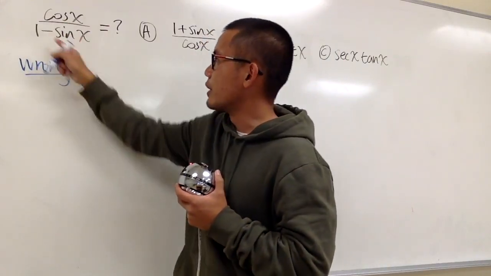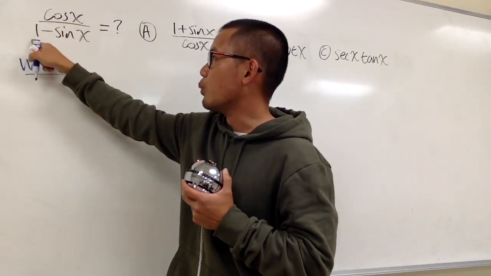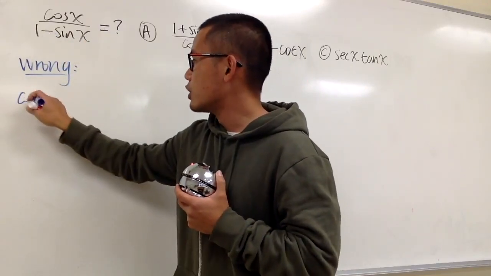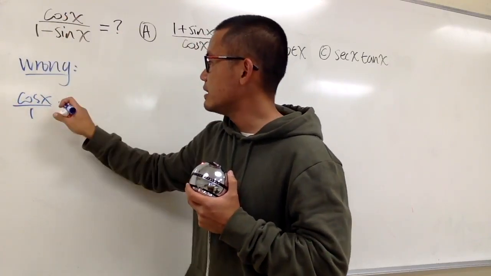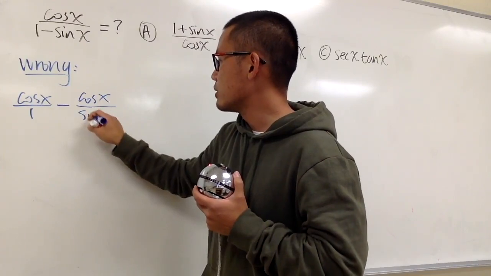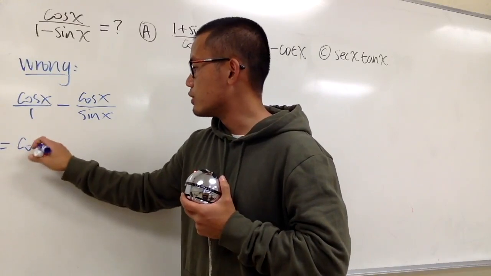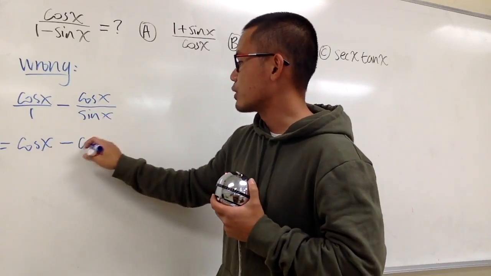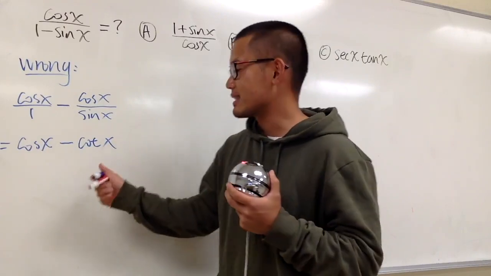If you look at this, yes, we do have a cosine x on the top. And we have two things on the bottom, namely the 1, and then we subtract the second one, which is the sine x, right? If you just go ahead and put down cosine x over this 1, and then put down the minus in between, and then cosine x over the sine x, you will end up with cosine x over 1, which is just cosine x, and then the minus, and cosine over sine, we know that's cotangent, with x as the input. Well, this is incorrect.